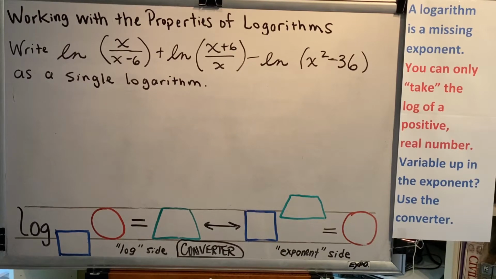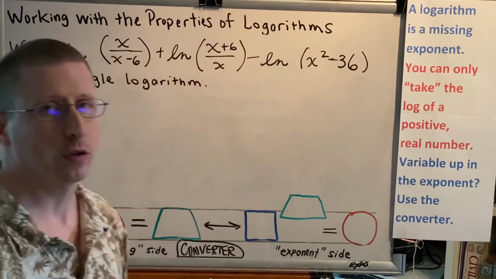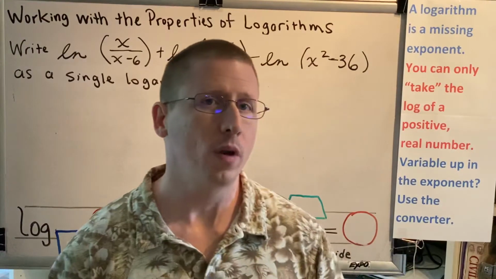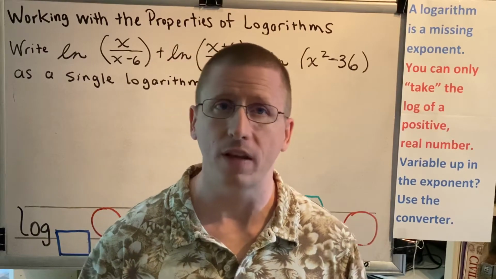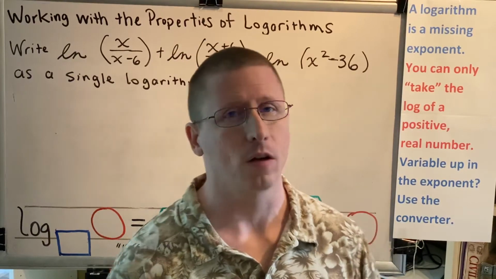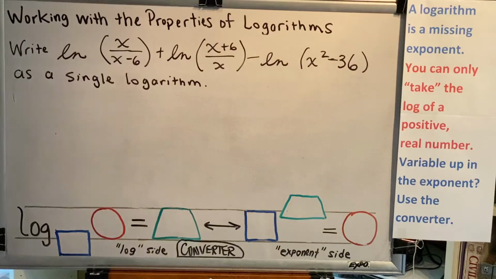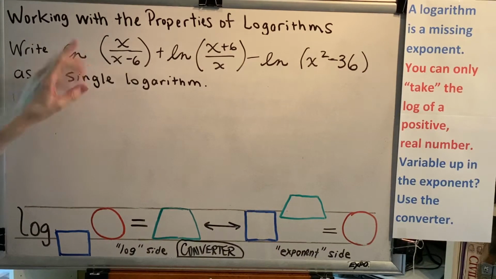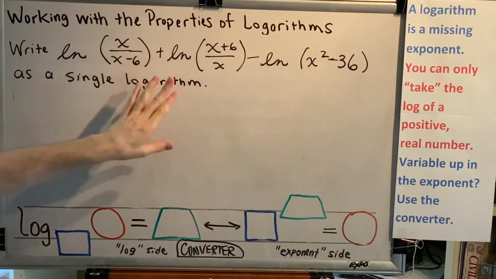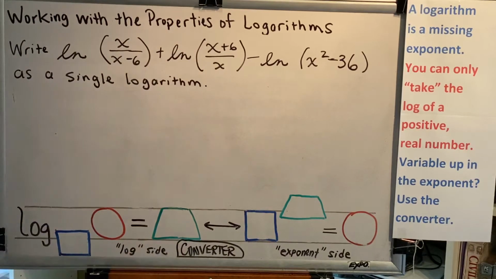Okay, let's begin. The first thing that I'd like to point out is that all three of our logs say natural log. And you might recall from a previous video that a natural log is a log of base e. So all of these logs have the same base. They are all log base e. If we wanted to, we could write this as log base e of fraction plus log base e of fraction minus log base e of x squared minus 36.